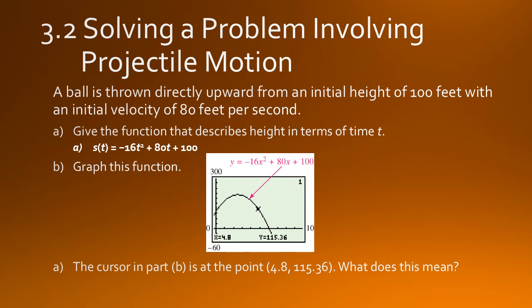This actually should be C. I'm not sure why it says A, but the cursor in part B is at the point (4.8, 115.36). What does this mean? Well, 4.8 represents the time, and 115.36 represents the height. So after 4.8 seconds, the object will be at a height of 115.36 feet.